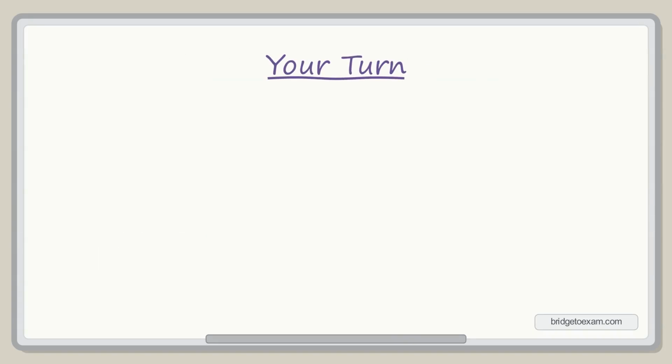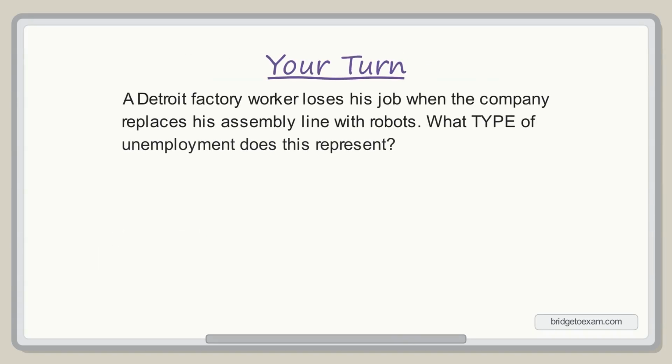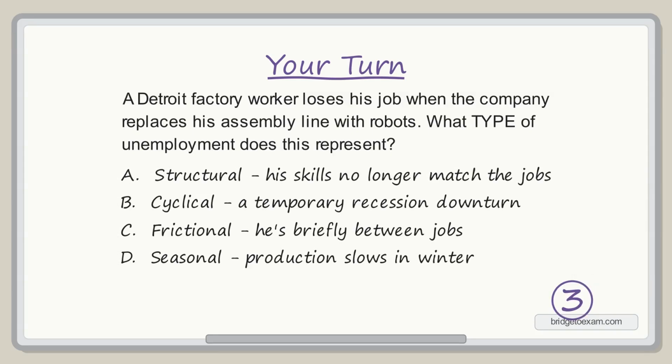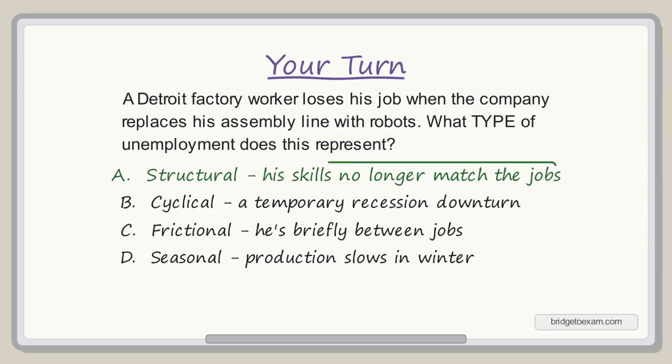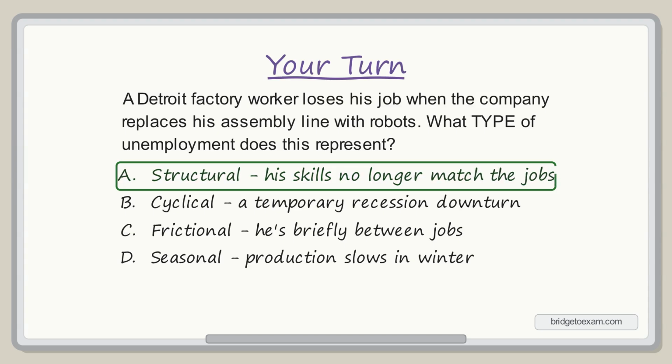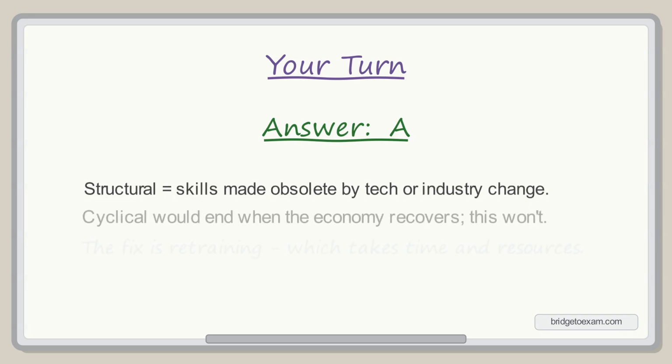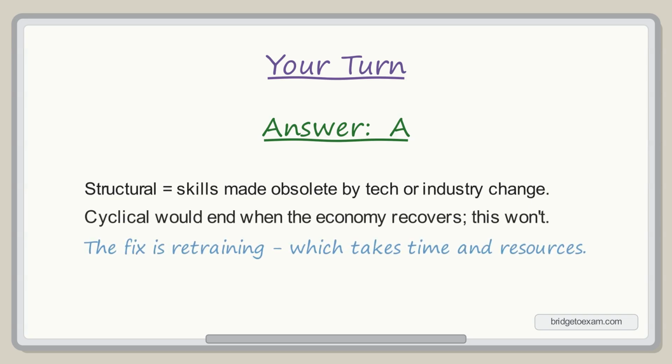Let's test it. A factory worker loses his job when robots replace his assembly line. What type of unemployment is this? The answer is A, structural unemployment. His skills no longer match the available jobs because technology changed the work. It's hard to fix because he needs retraining, not just a recovery. Structural unemployment comes from skills being made obsolete by technology or industry change. It's tougher than cyclical unemployment, which ends when the economy recovers. Here, the job itself is gone, so the fix is retraining.